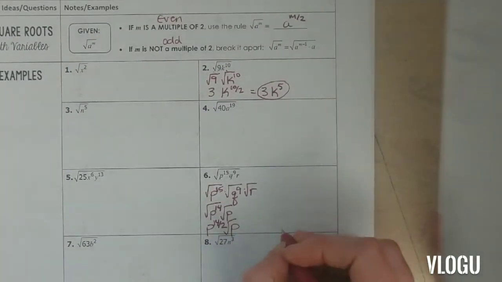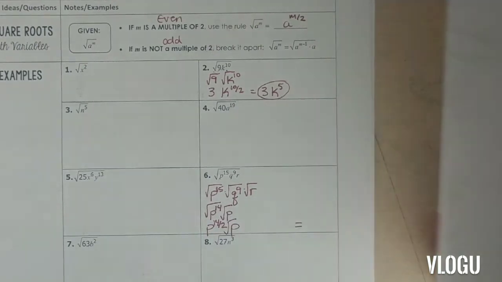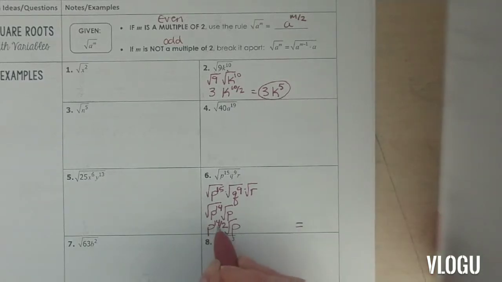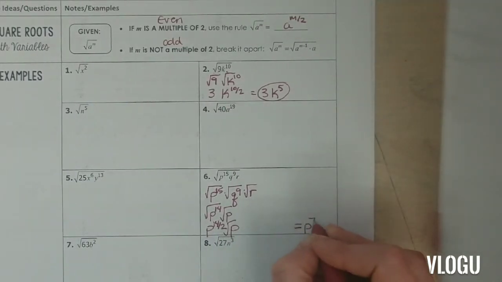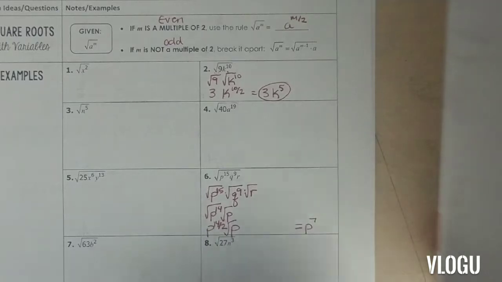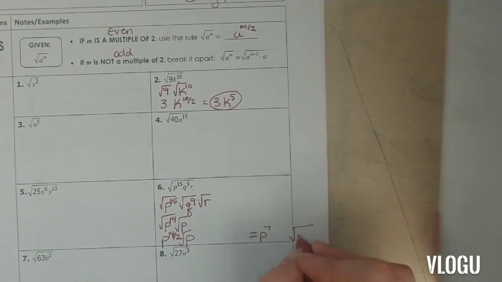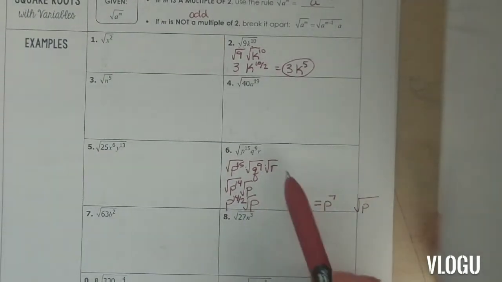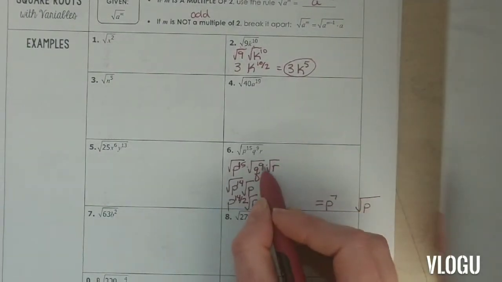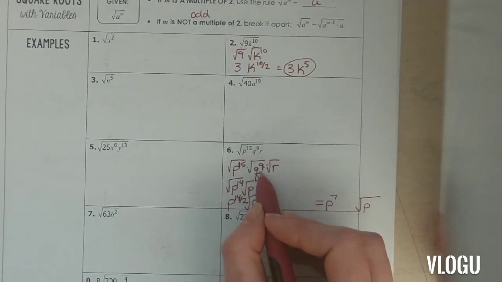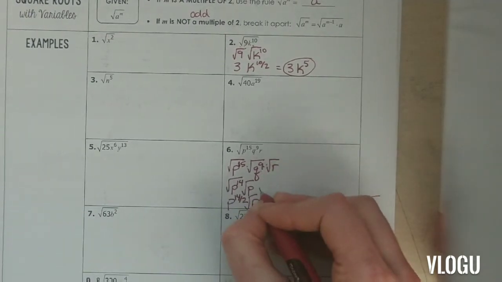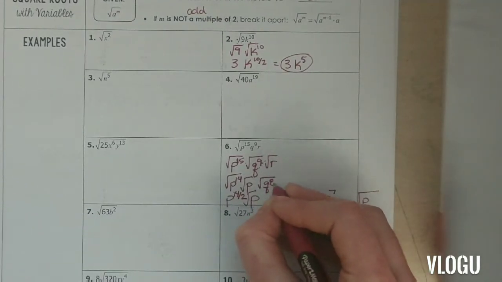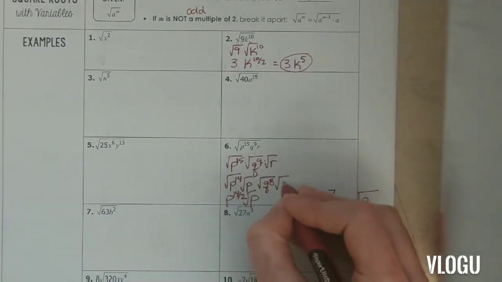Now, I'm running out of a little bit of room here, so I'm going to just write equals over here because I know I'm going to have more work to write down. But if I take 14 divided by 2, I get p to the 7th, and I still have my square root of p left over. So I'm going to put that over here for now, and you'll see why in a minute. So I'm going to do the same thing with q and the same thing with r. Q is an odd exponent. 9 is odd, so I need to do the same thing again. I'm going to take 1 minus 9, which will give me q to the 8, and then my leftover q.